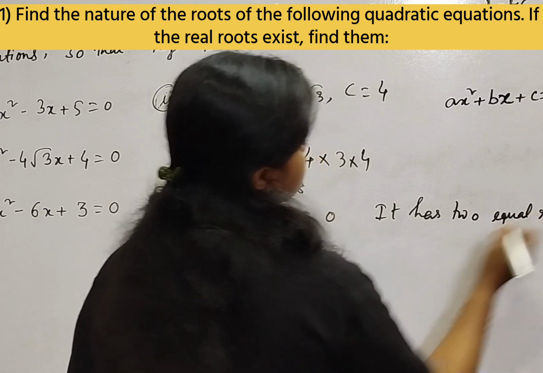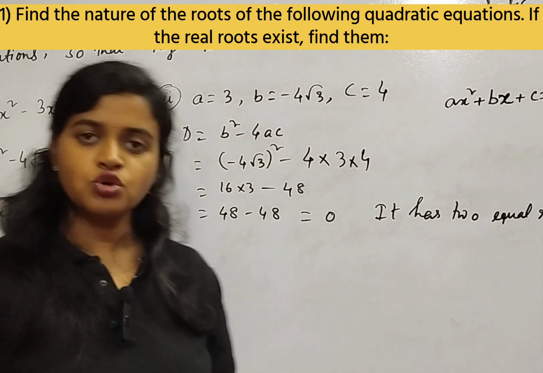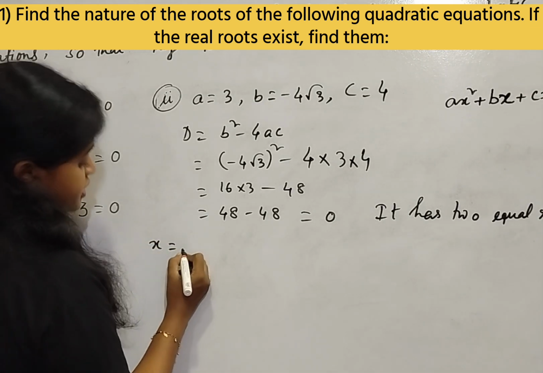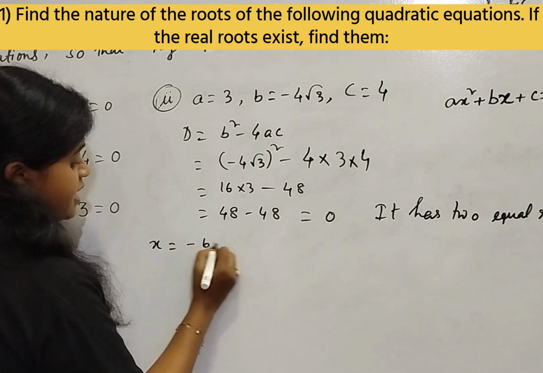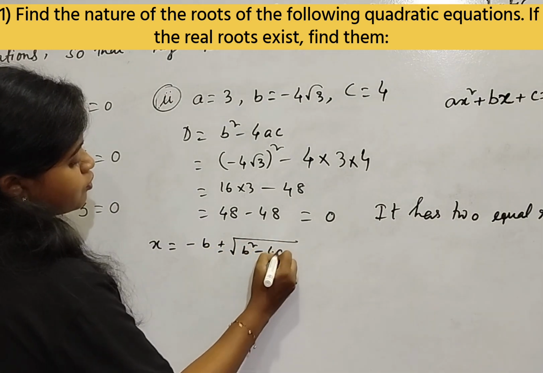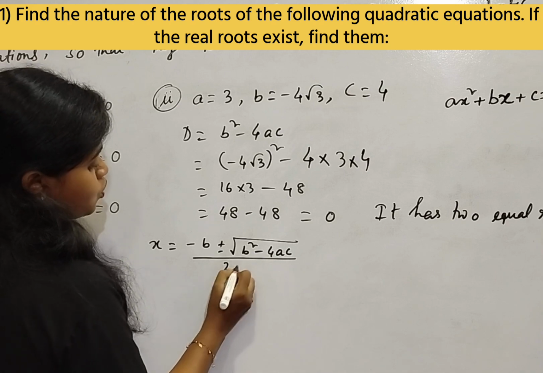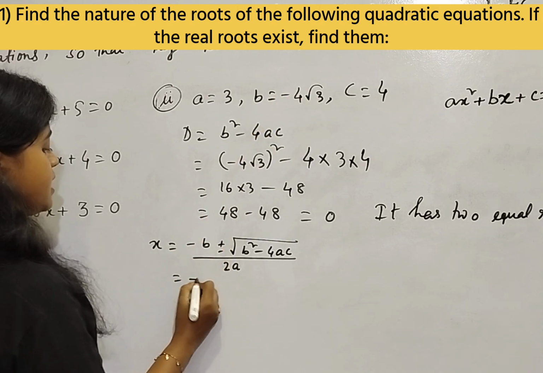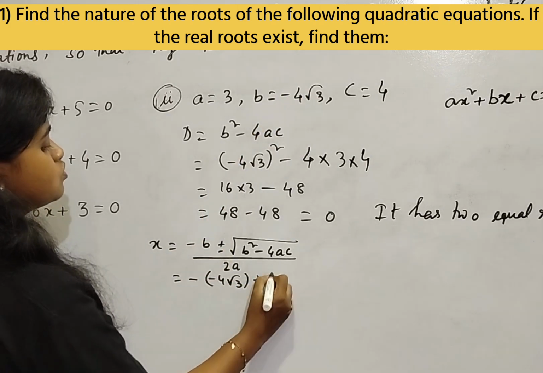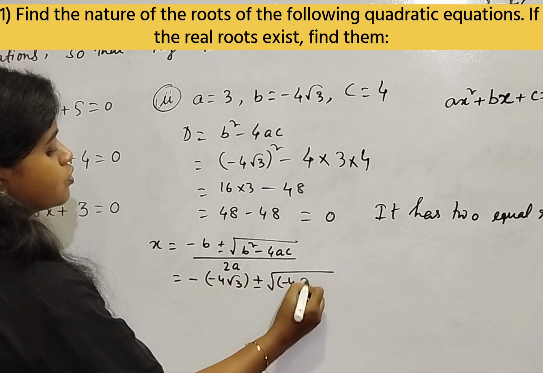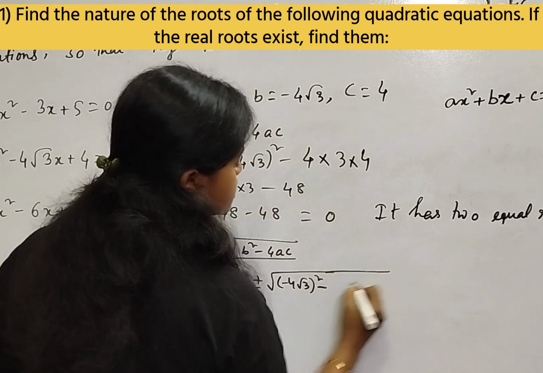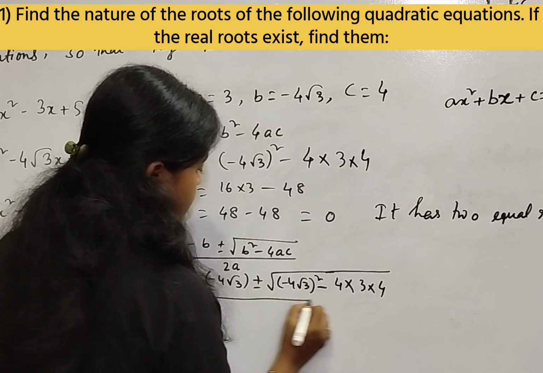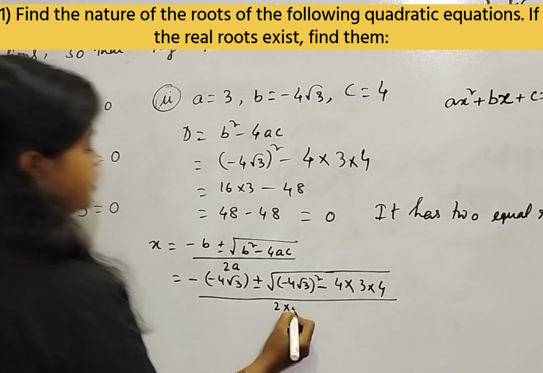If there are two equal real roots, you have to find the roots. So we have to apply the quadratic formula, that is x equals minus b plus minus root over b square minus 4ac by 2a. Now replace the values. The value of b is minus 4 root 3, so minus of that, plus minus root over b square minus 4ac, that is minus 4 root 3 whole square minus 4 into a, which is 3, and c, which is 4, by 2 into a, which is 3.